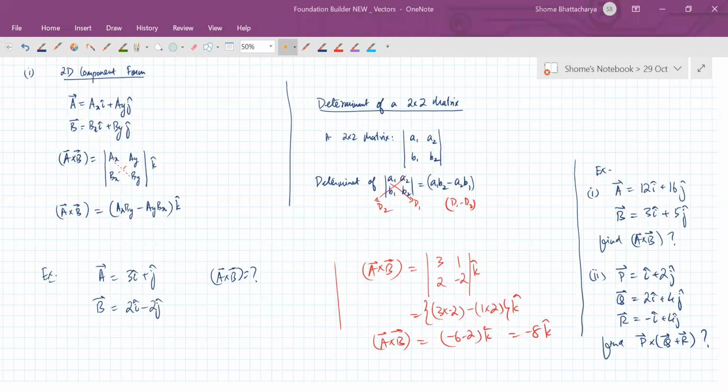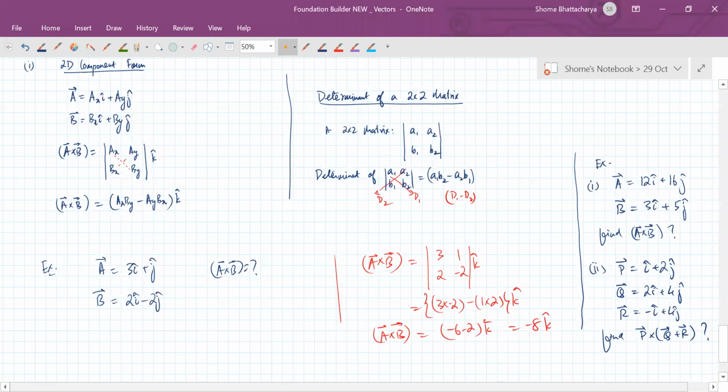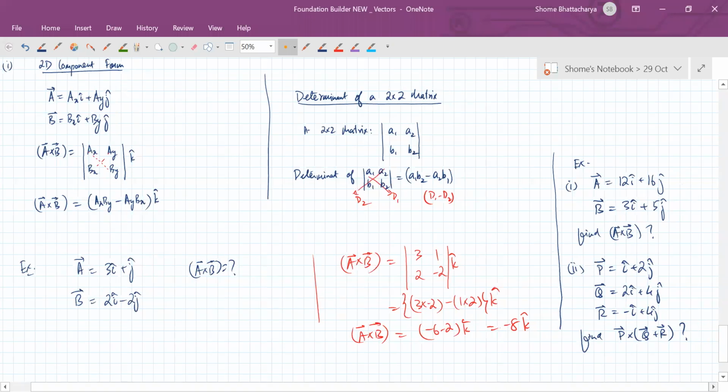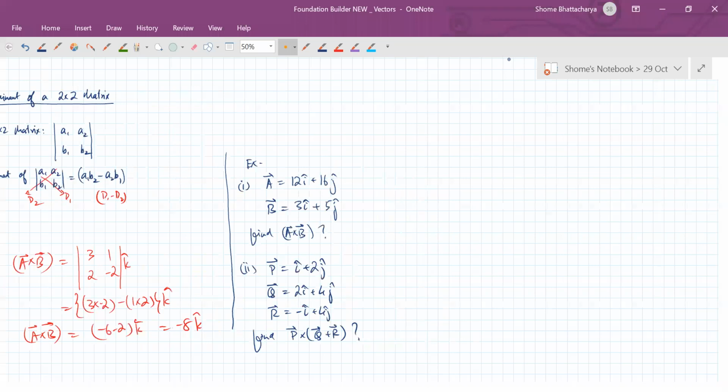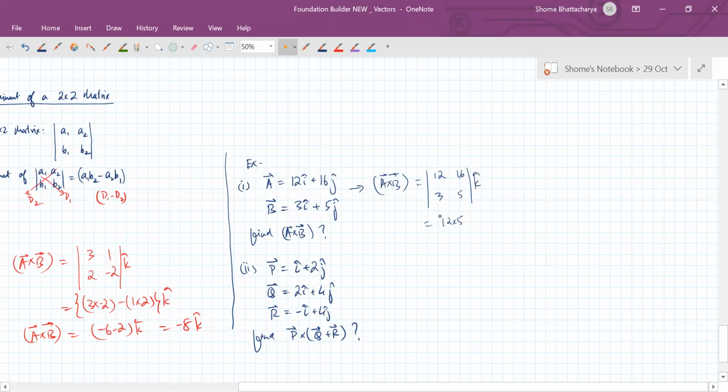Okay, so let's check out the answers. For this one, the answer should be 12 k cap. You can see directly A cross B: put A's components 12 and 16, B's components 3 and 5. So it is 12 into 5 minus 16 into 3, k cap. So it is 12 k cap. That is your A cross B.